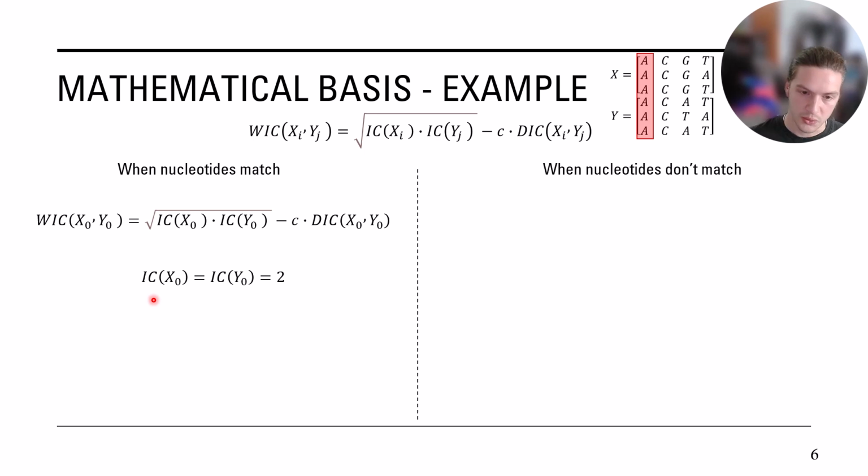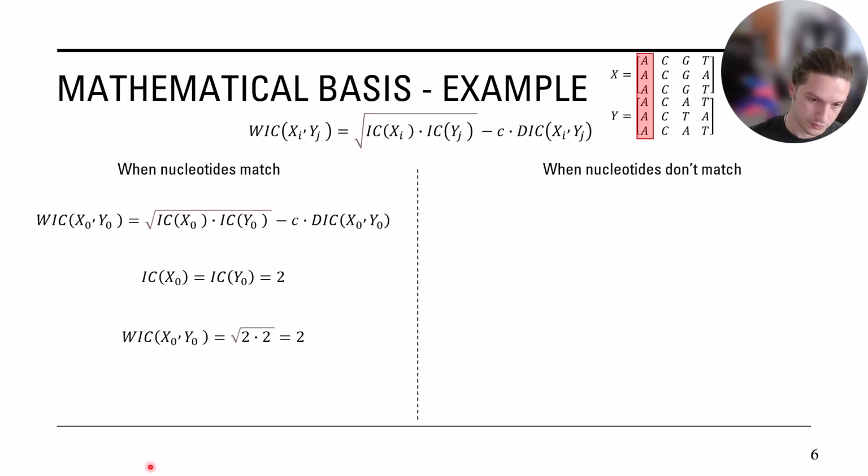So similar to the last example, the information content is just going to be 2. All the nucleotides match, so we're getting the max value of information content. That also makes the differential information content pretty easy, because all the nucleotides match, so it's just going to be 0. And so then the DIC term is going to go away, so we're not going to see what that does.